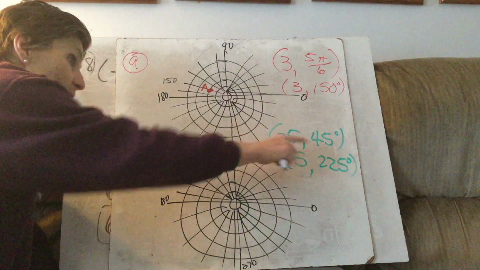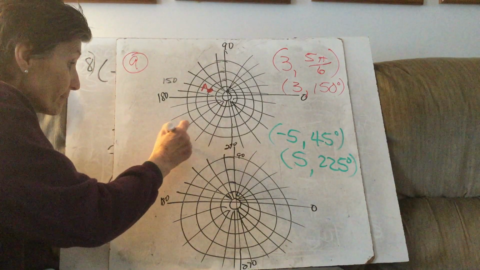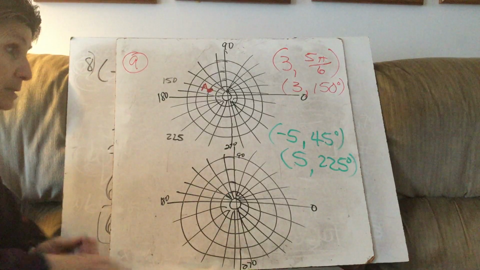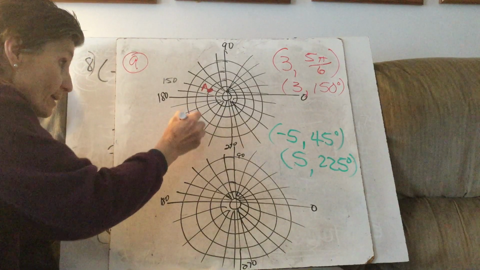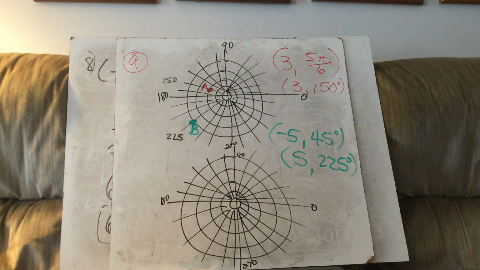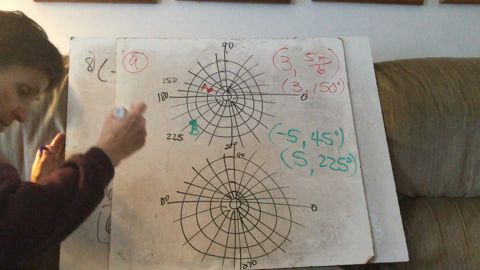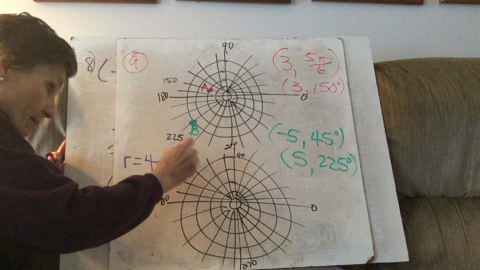So it's not going to be plotted on the 45 line. It's going to be plotted on the 225 line. So we're going to get on the 225 line and go out 5 circles. Right there is point B. When you change the sign on R, which you have to do, R cannot be plotted when it's negative, so we're going to make it positive. When we make it positive, we change the angle by 180 degrees. And then finally, R equals 4 sine 3 theta.